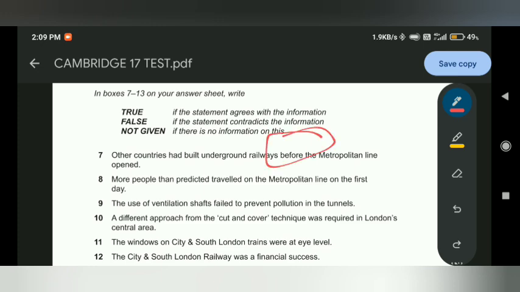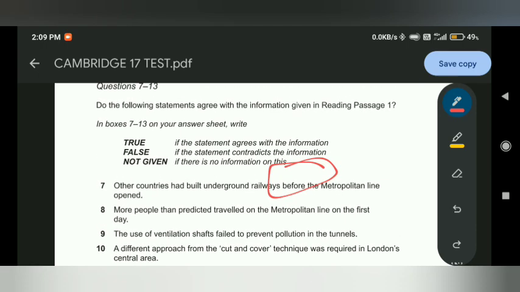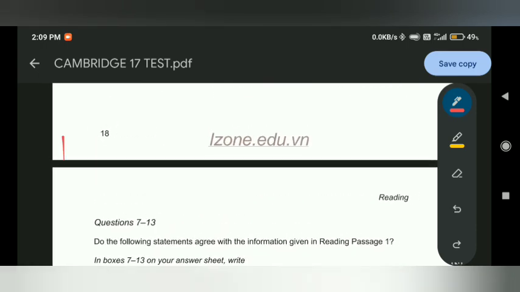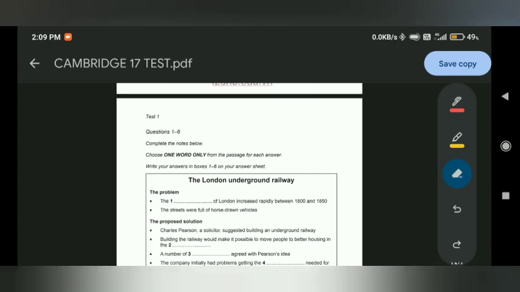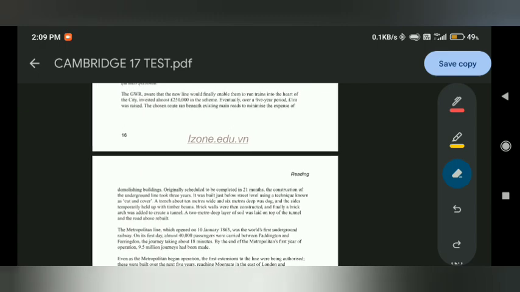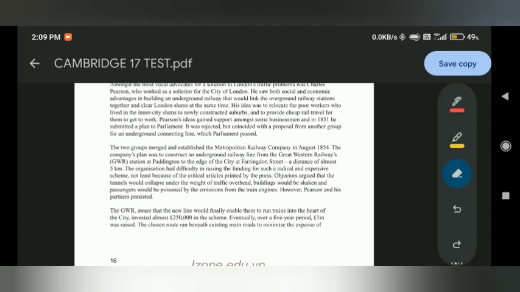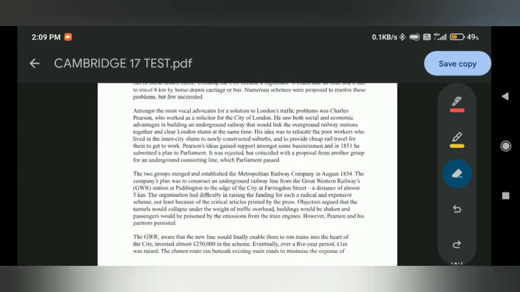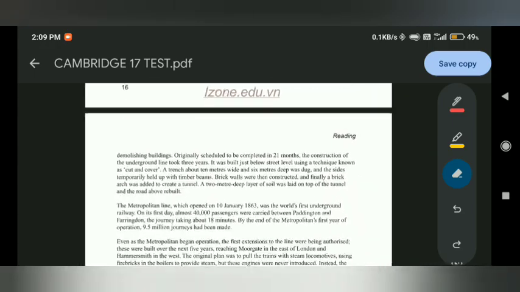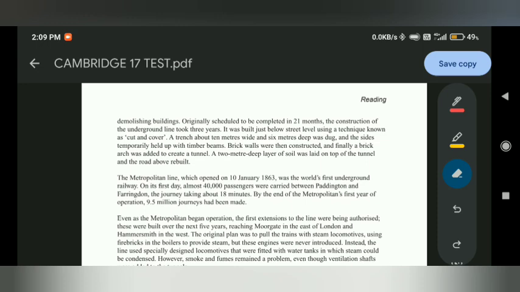Before is the most important word in this question, which will change its answer. So let's take a look in the paragraph. So you need to look for the keywords in the paragraph. Like the metropolitan line was the keyword. So this paragraph begins with metropolitan line.